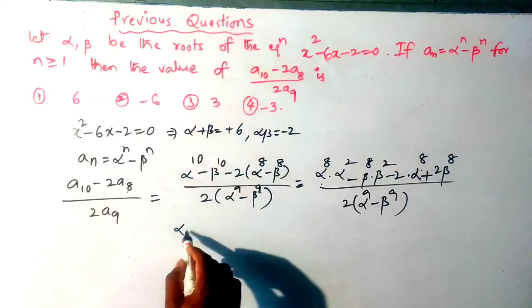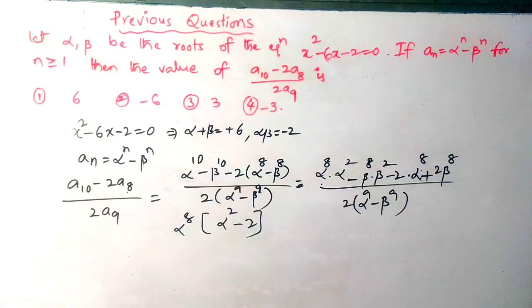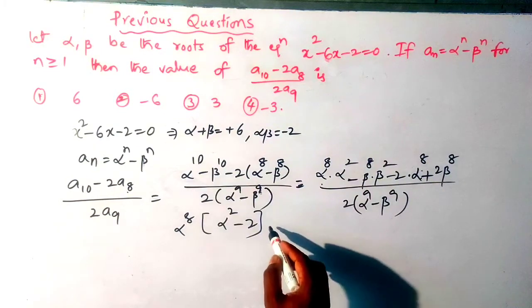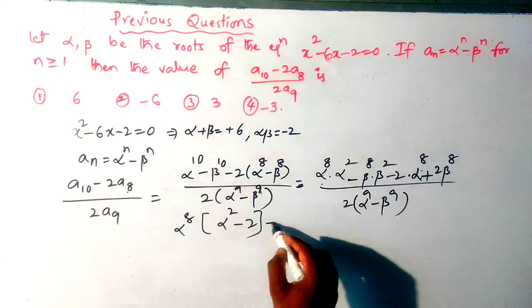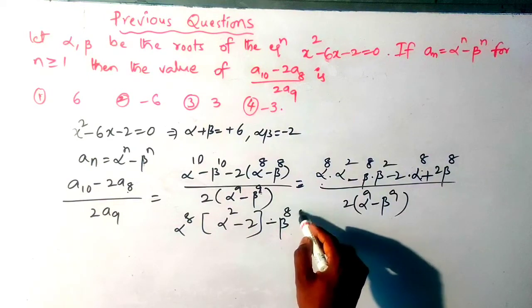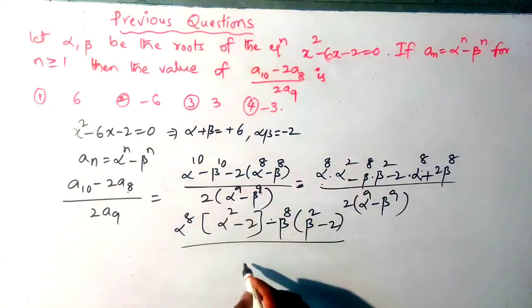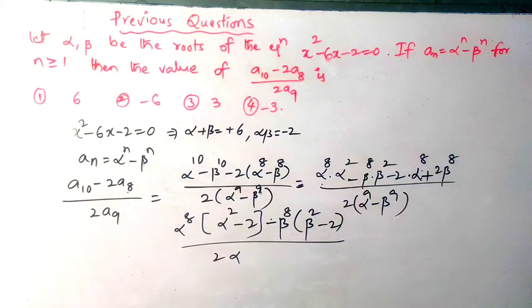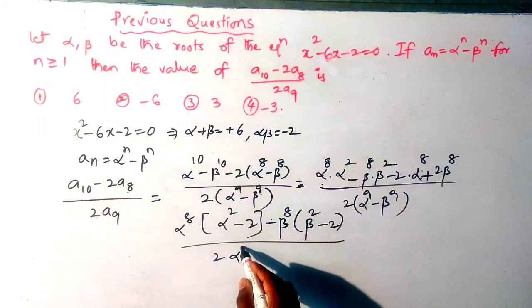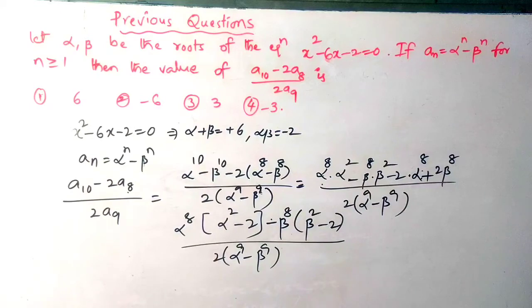So taking alpha power 8 common, we get alpha square minus 2. Next we take beta power 8 common, with a minus sign, and we get beta square minus 2, divided by 2 into alpha power 9 minus beta power 9.